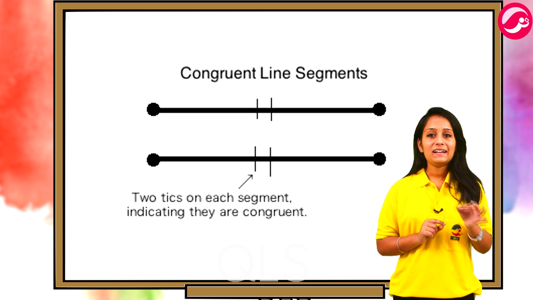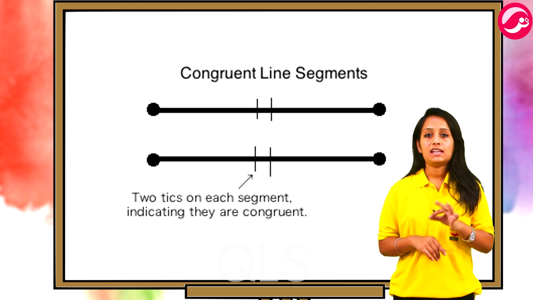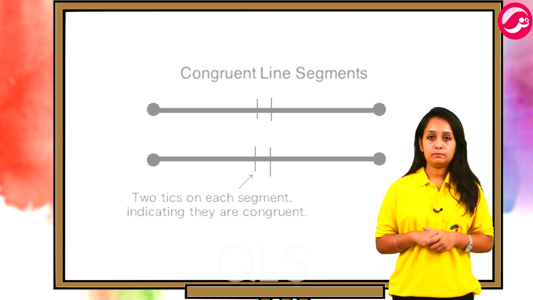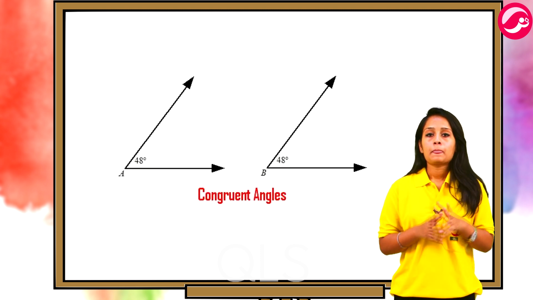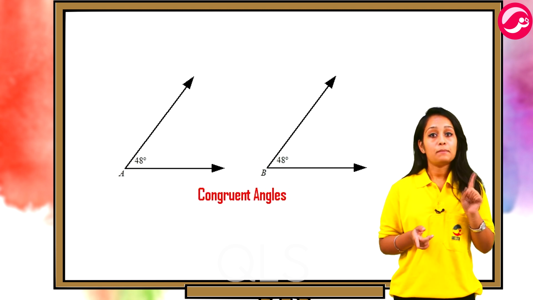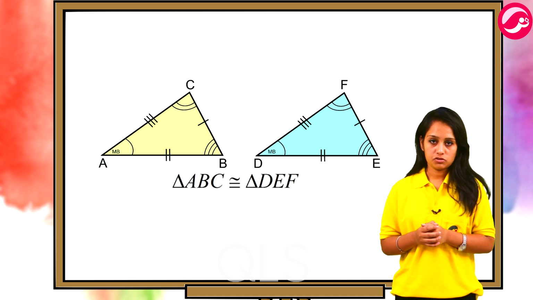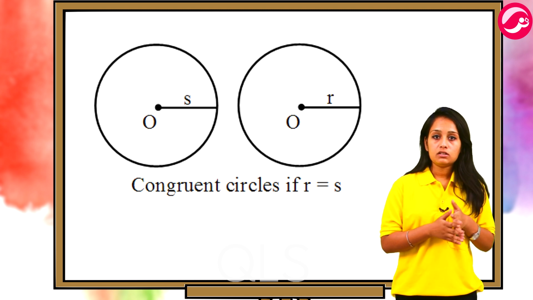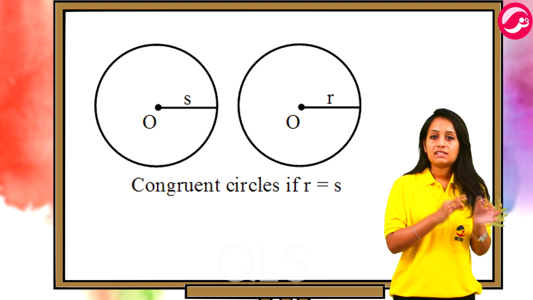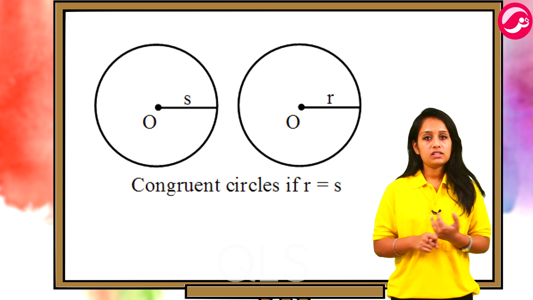Now what are congruent line segments? 2 line segments are congruent if they have the same length, but they need not lie at the same angle or position on the plane. What are congruent angles? So friends, 2 angles are said to be congruent if they have the same measure. Congruent angles may lie in different orientations or positions. Coming to congruent circles, 2 circles are congruent if they have the same size. The size can be measured as the radius, the diameter or circumference of the circle.